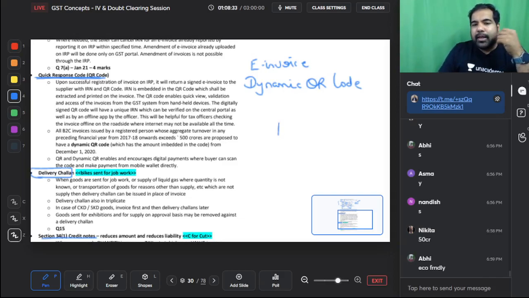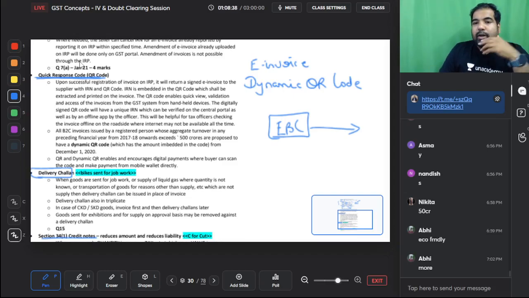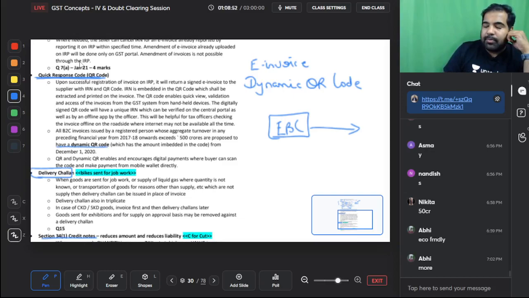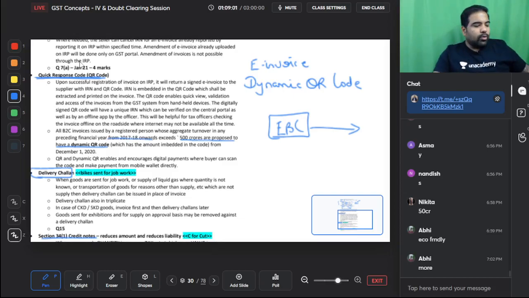So let's say I'm buying an electric bike, and they give me an e-invoice with the dynamic QR code. That means I can scan the QR code, and the amount will also be written. I don't have to punch in the amount also. That saves a lot of time. Yes. Dynamic QR code also has been made compulsory for those people whose turnover is 500 crores or more from 17-18 onwards. Dynamic QR code is okay, but e-invoicing is very important. But they've already asked a question on e-invoicing already.